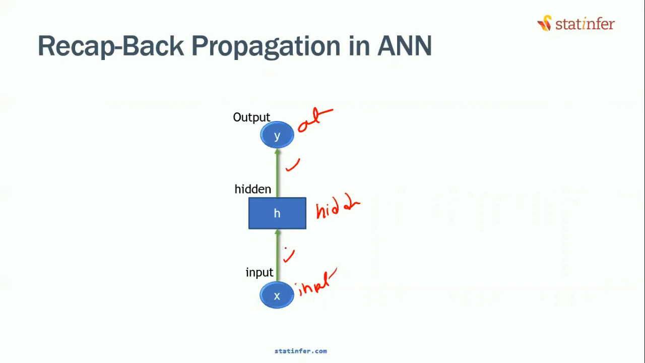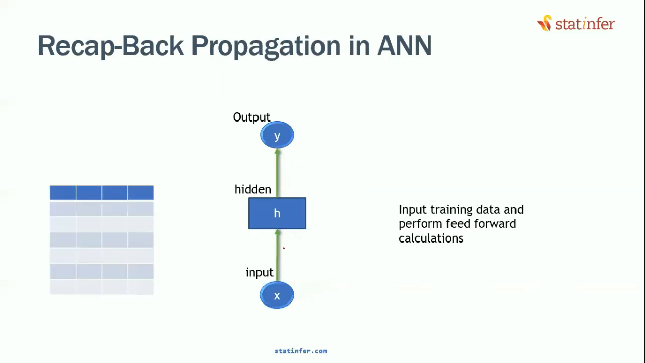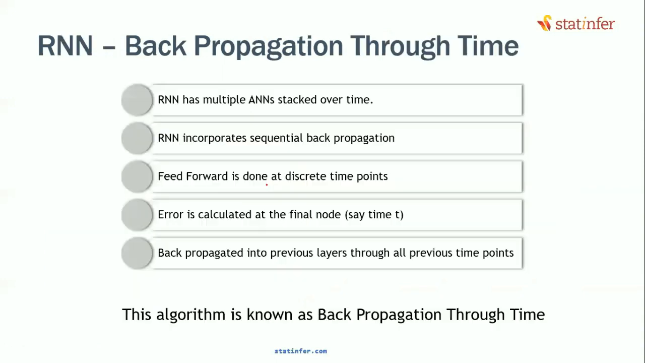So we start with random weights, followed by feed forward. Take the data, do the feed forward. Once you reach the output, what happens after feed forward? We do the error calculation, back propagation, and then weight correction. That is back propagation for a single ANN.